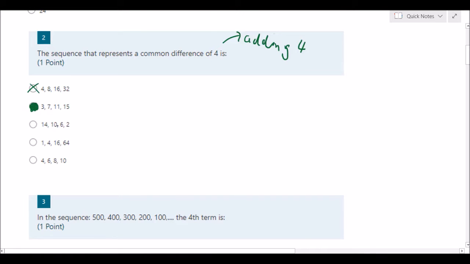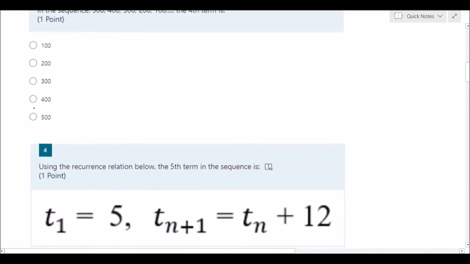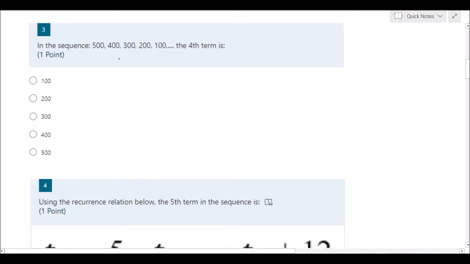It can't be this because it's going down by 4. 14 minus 4 is 10, so that won't make sense. It can't be this either: 1 to 4 is 3, 4 to 16 is 12, and so on and so forth, and this goes up by 2, so neither of those. It's just B.